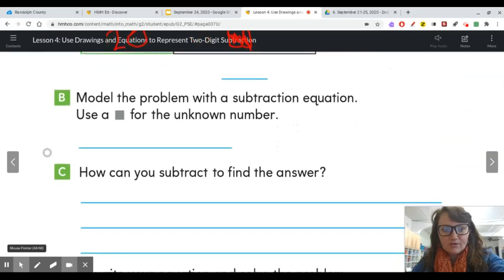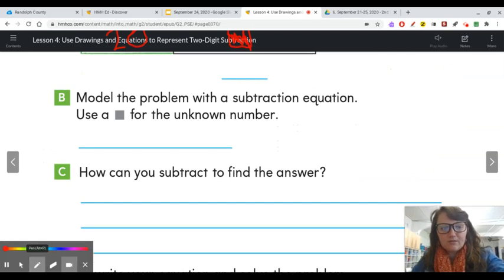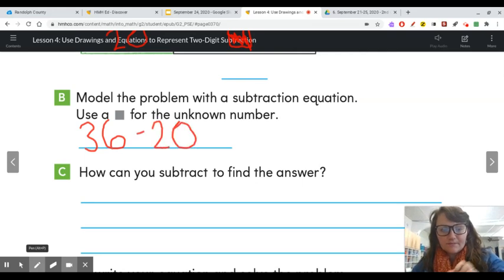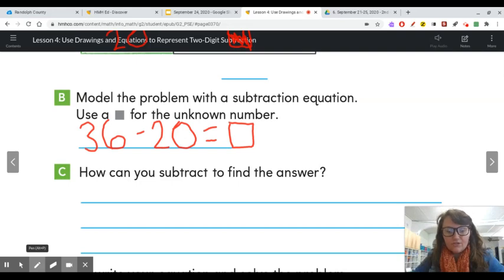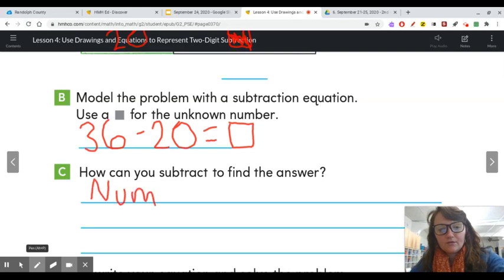Now it says model the problem with a subtraction equation. Use a blank for the unknown number. Okay, so we always take the bigger number, or at least right now we do, and subtract it from the smaller number. Okay, equals box. So how can you subtract to find the answer? This is a tricky one. So you can use a number line.